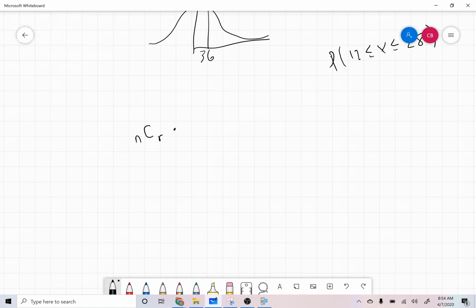n choose r times p to the n times q to the, it's going to say 1 minus p, which is q, to the n minus r, I think it is. Something like that. So I'll show you how to do this real quick.